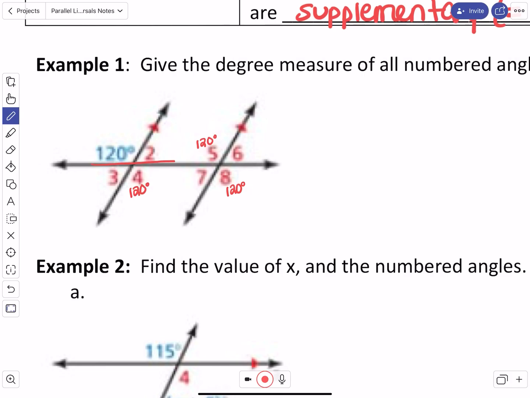So I can now find the rest of my angles because all I need to do is 180 minus 120 and get 60 degrees. Like I said, this is on a straight line here. So 180 minus 120 is 60 degrees. So every other angle is going to be 60 degrees.